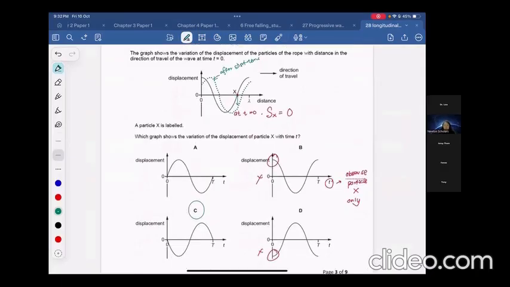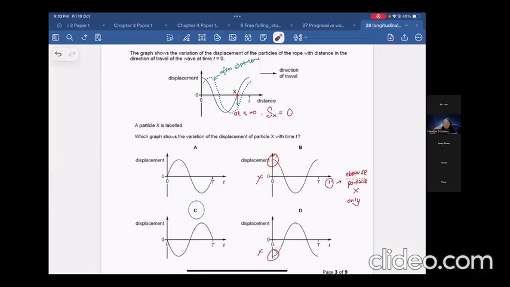Okay, understand? So the displacement-distance graph covers a lot of particles, not only x. I've got A, B, C, D, E, F, G, H, until Z. All particles at time equals 0, I captured. So now I only observe particle x. I record its motion over time. So the starting point is at 0. So B and D are confirmed wrong.